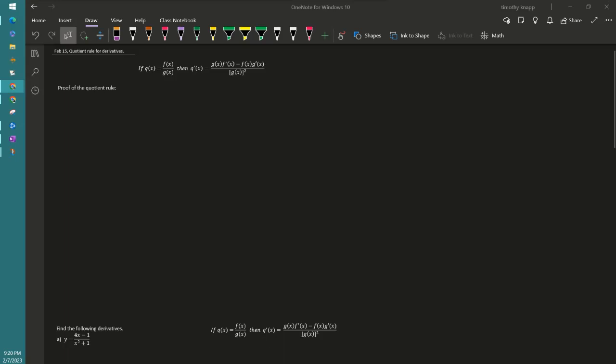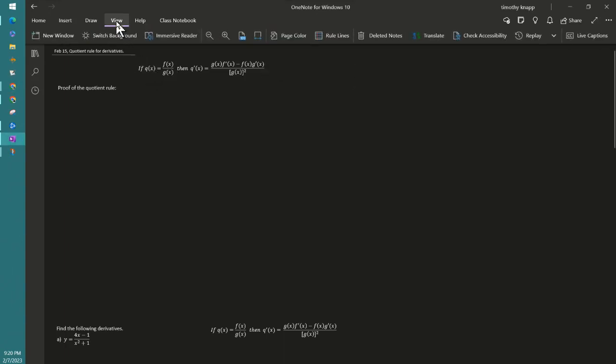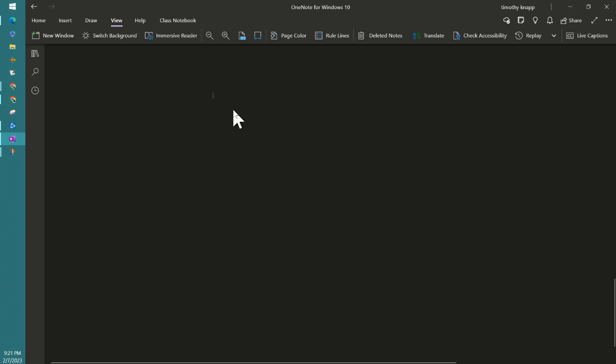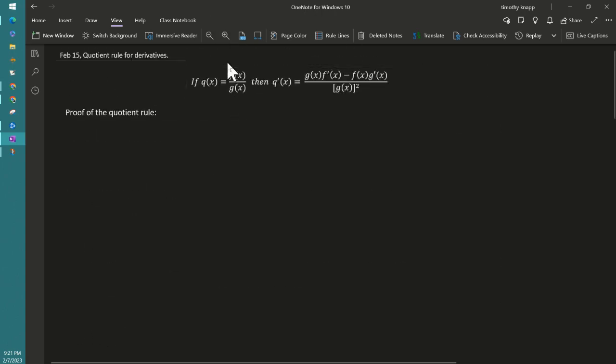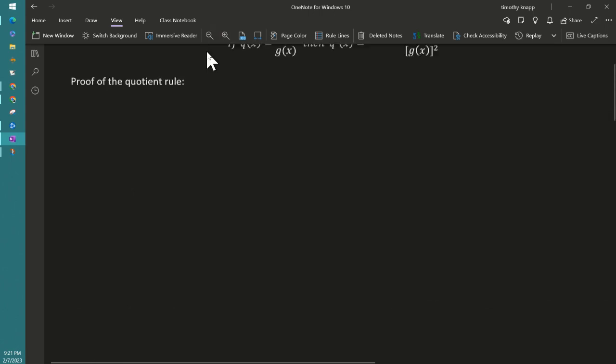Hey, how's it going? So we're talking about the product rule here. Sorry, actually the quotient rule. Let me zoom in a bit. It's going to be a little bit of a long one today.